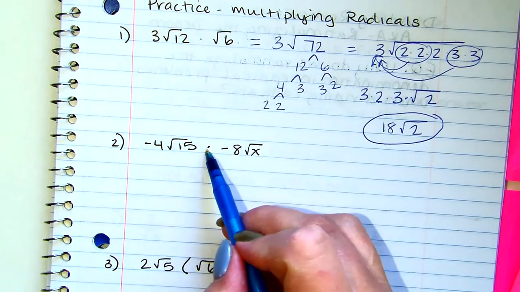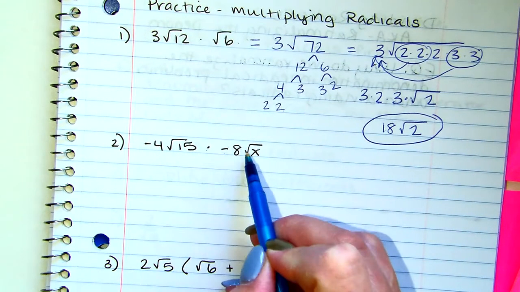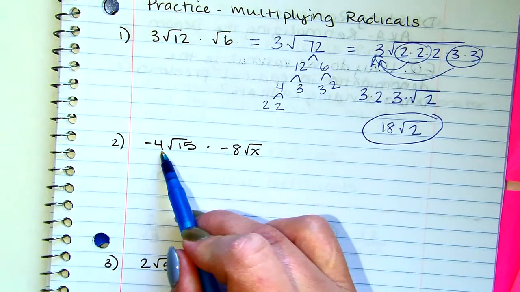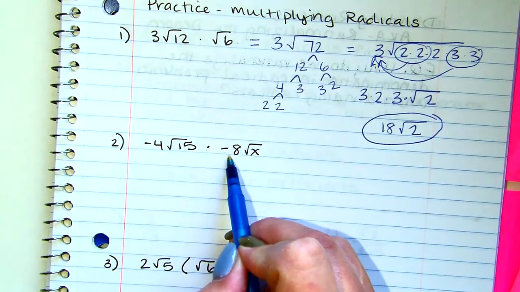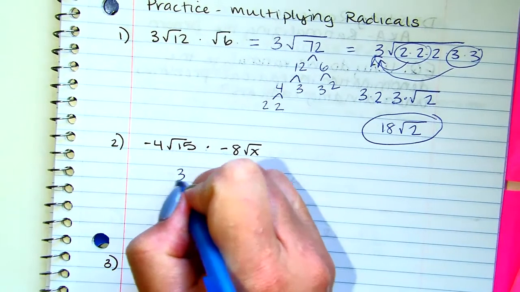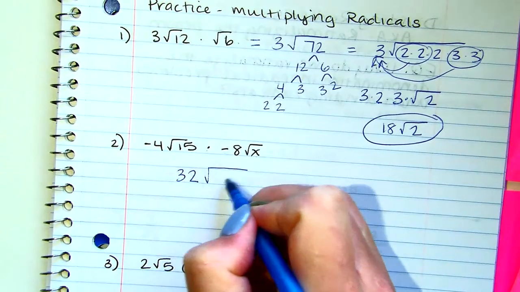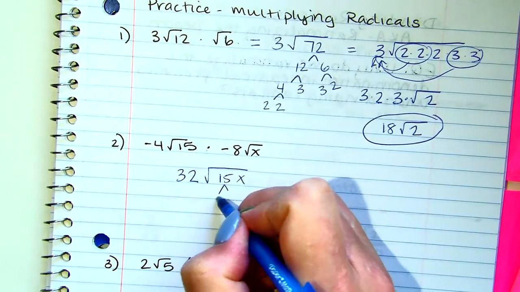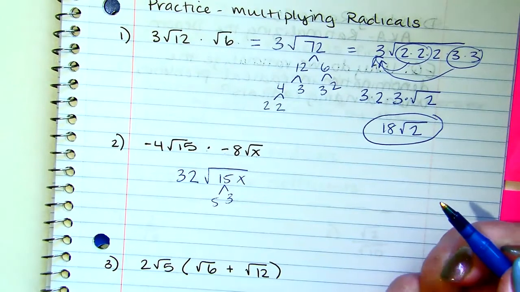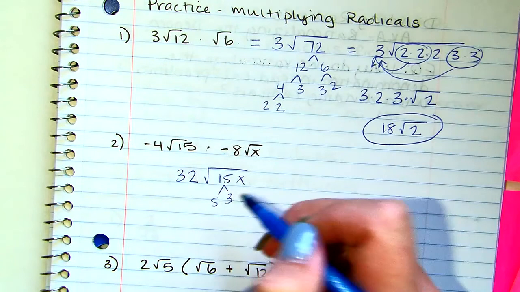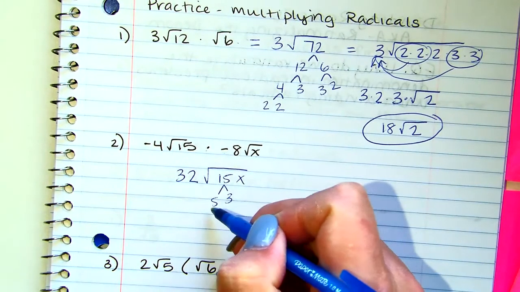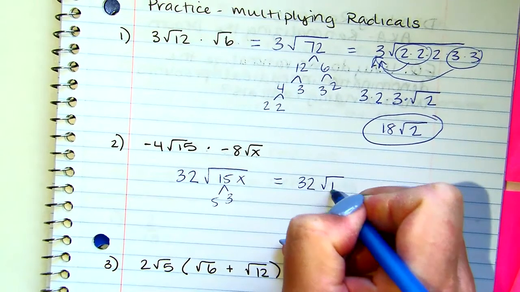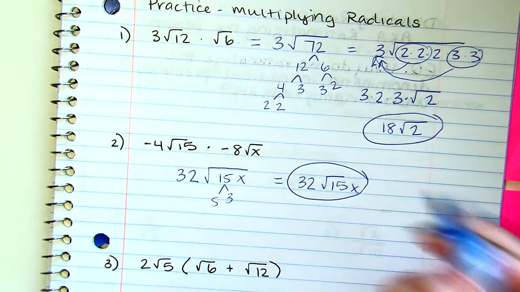And then we're going to times that by negative 8 root x. So we're going to once again multiply our coefficients together. So negative 4 times negative 8 is going to give us positive 32. And then what's left underneath is 15x. Now 15 is going to break down to 5 and 3, and I only have an x here. Because there are no partners for either the 5, the 3, or the x, our final answer is going to be 32 root 15x. And that's it.